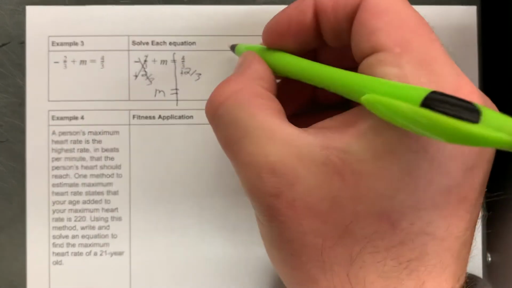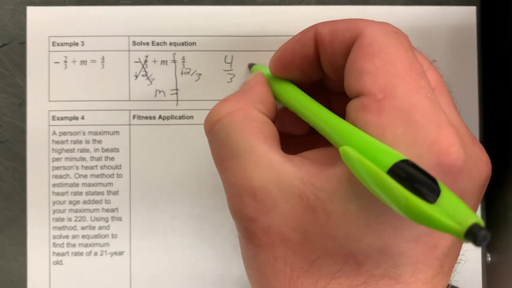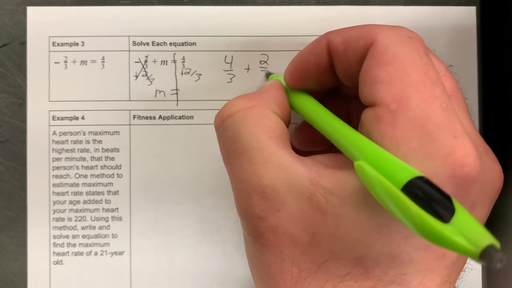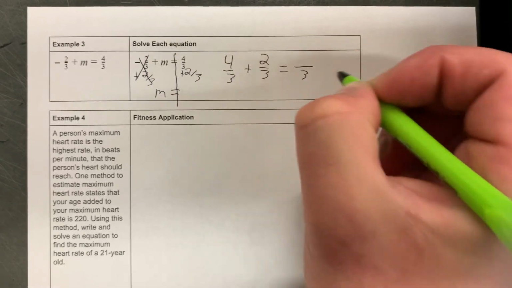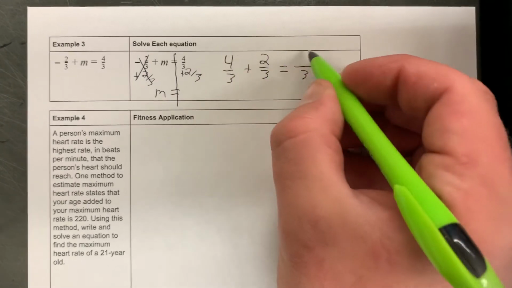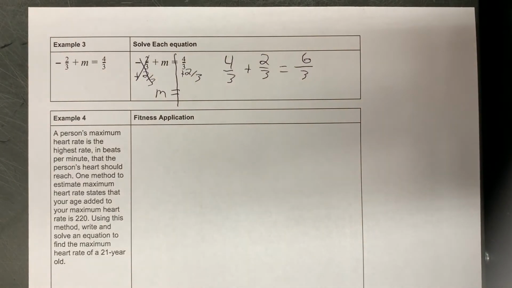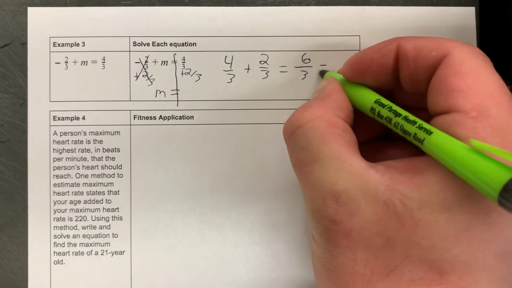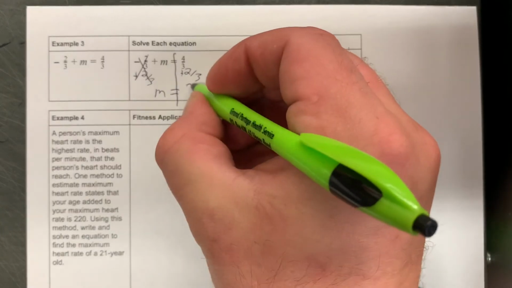Now we can add these since they both have like denominators. I have 4/3 plus 2/3. I can keep the same denominator. 4 and 2 give me 6. I have 6/3. Now, I am also a smart cookie, and I know that 6 divided by 3, or 6/3, is the same thing as 2. So I know that my m is going to equal 2.